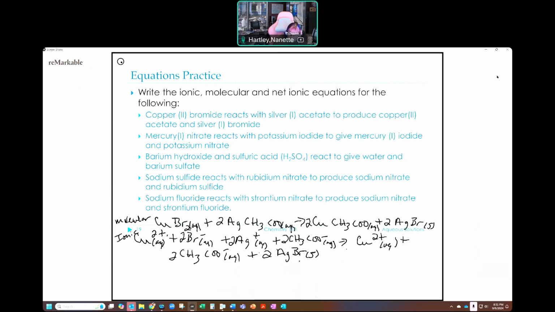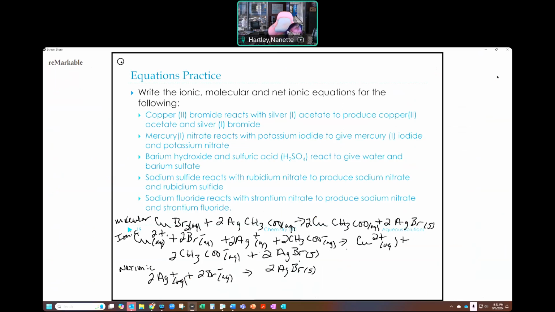And then, of course, if I want to write my net ionic, my solid is here: 2Ag plus, 2Br minus, both of which are aqueous, going to 2AgBr solid. And of course, I don't necessarily have to put the 2's in front of that, but I can. It's perfectly fine. Okay, so that's the first one. So that's one of them.